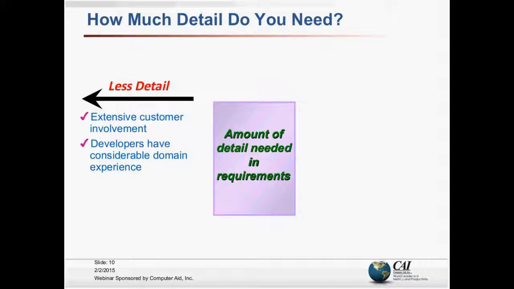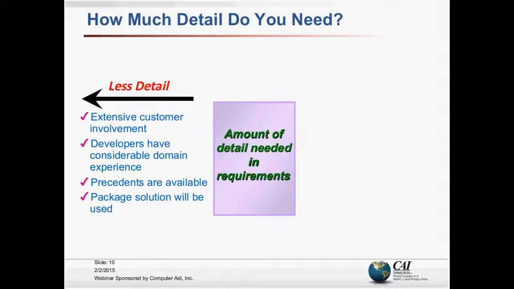If you have developers who have a lot of domain experience, they really understand the things that the customers are going to do, then there's a lot of tacit knowledge they already have, and you don't need to write down as much of that. If you've got precedents available, if you're building the next version of an existing application, if you're building something to replace an existing application, then those precedents can provide a lot of information that doesn't necessarily have to be duplicated in the form of requirement specification.